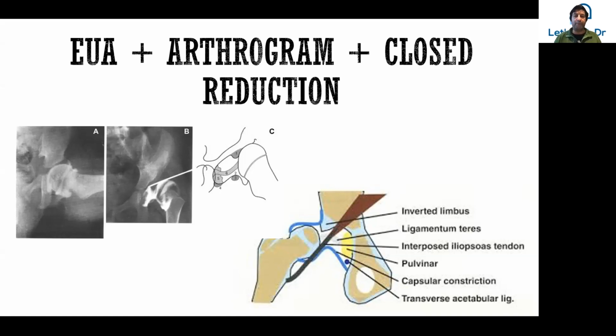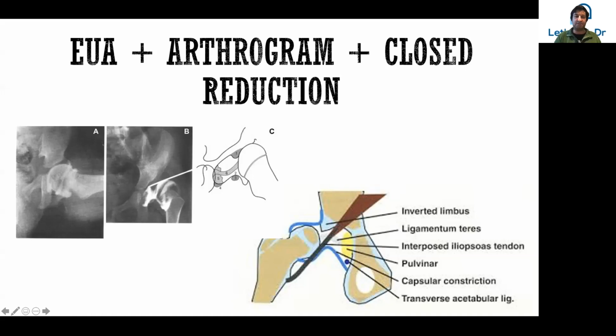We also talk about blocks to reduction, and I break these down into intrinsic and extrinsic. Extrinsic would be muscles: tight psoas, tight rectus femoris, tight adductors, tight hamstrings. Whereas intrinsic, you can work from outside to in. It can be an hourglass capsule constriction. It can be inverted labrum called limbus. It can be the transverse acetabular ligament, the ligamentum teres, and the pulvinar fat. And that's a list you've just got to be able to reel off in the exam.